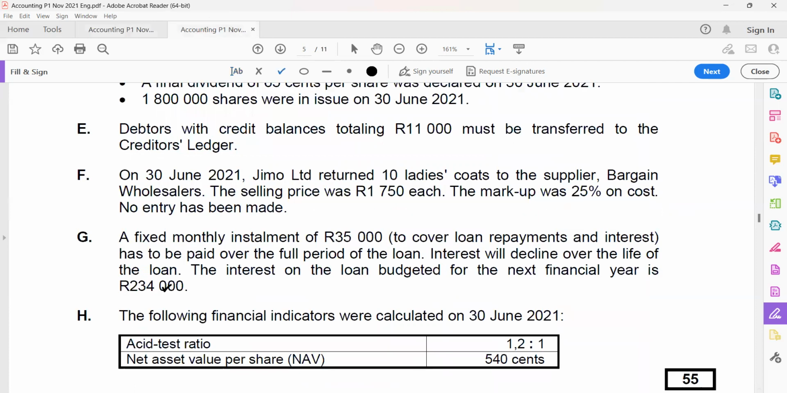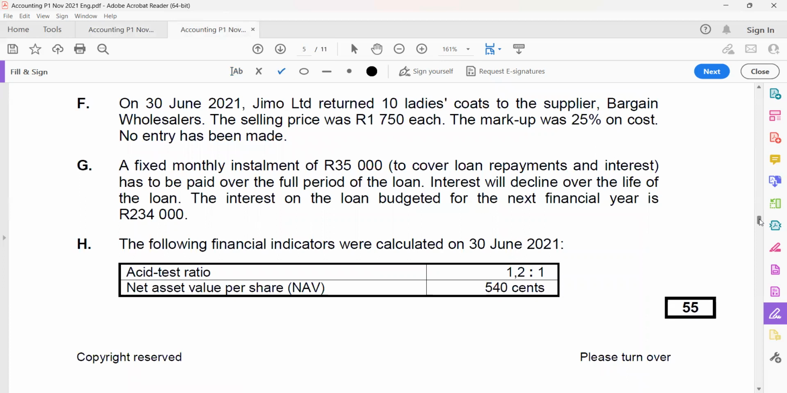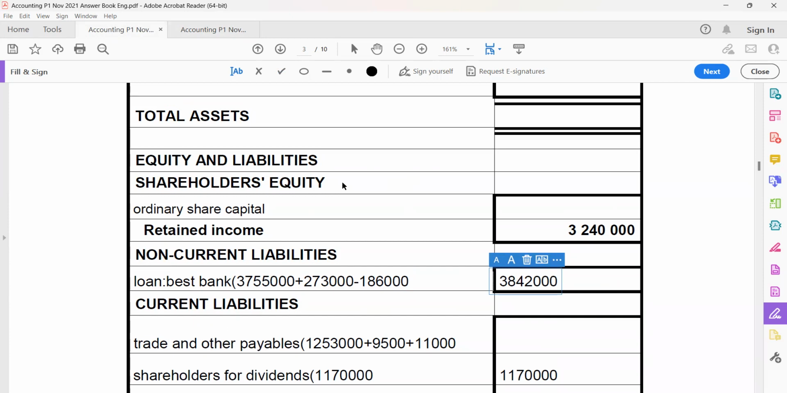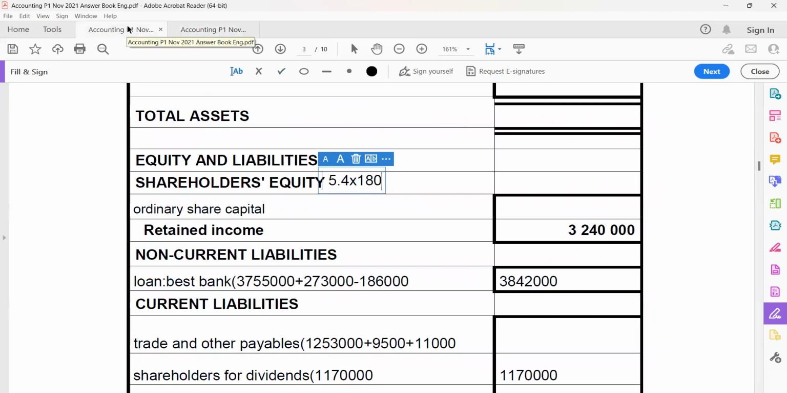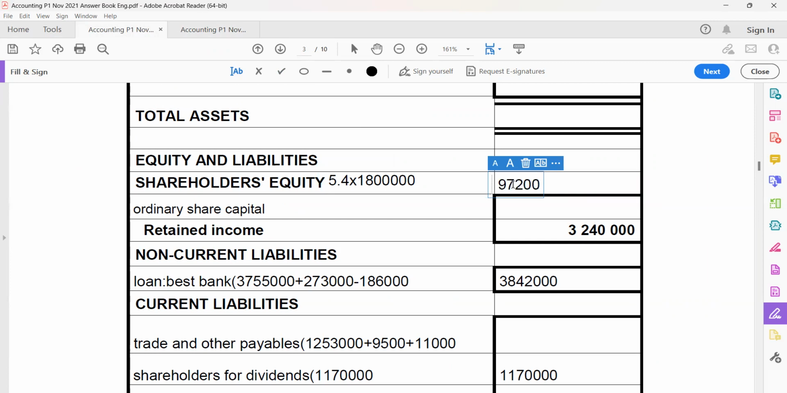Then the following financial indicators were calculated. Net asset value per share is 540 cents per share. That's easy. Net asset value is your total shareholders' equity. It'll be 540. And the number of shares in issue was 1.8 million. And then we can get the balancing figure for ordinary share capital. So we didn't have to worry about the repurchase because we're doing like a balancing amount using ratios.